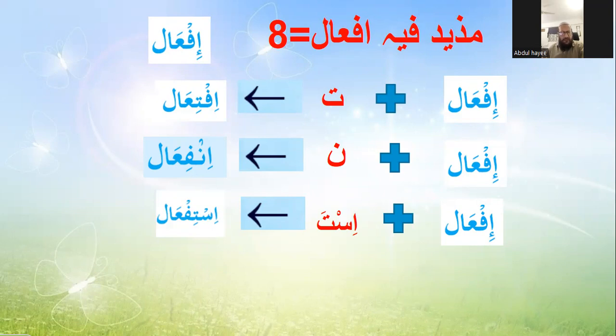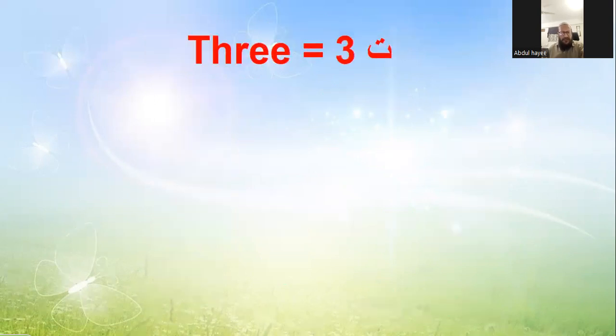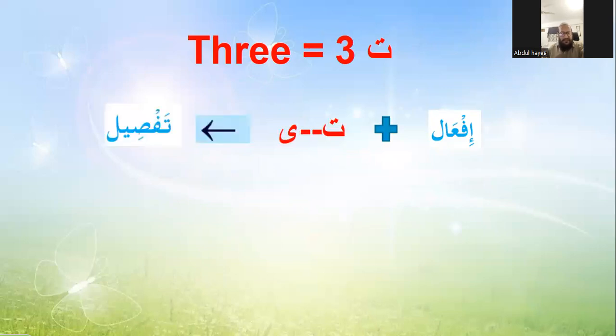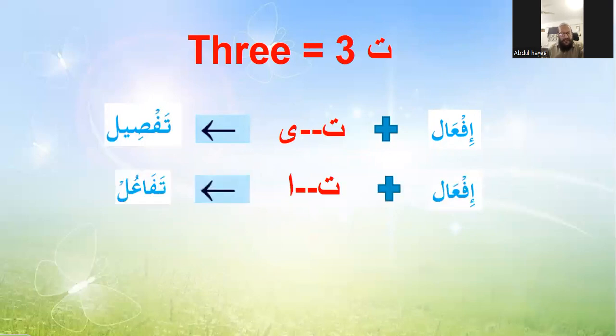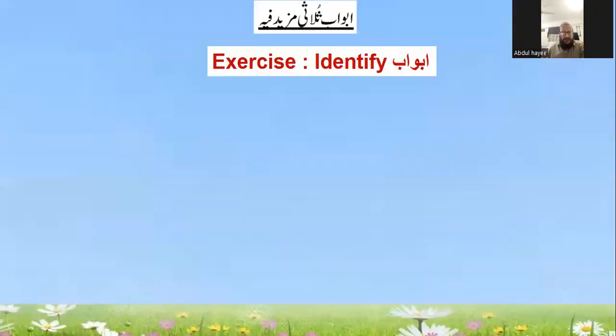So one should be the feminine, that is mufa'ala. So they become 5. So out of 8, if 5 are these, then 3 are left. In the 3, there is a ta sound, so we will use 3 ta. With af'al, first ta with ya, it is taf'eel. In if'al, with ta and alif, tafa'ul. In if'al with ta and ain, it becomes tafa'ul. So these are the 8 of one.